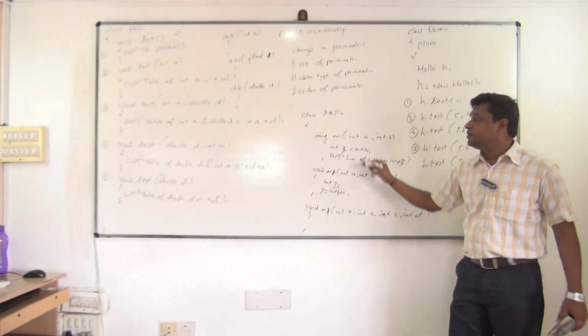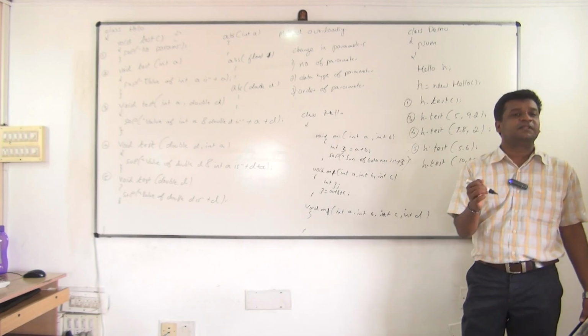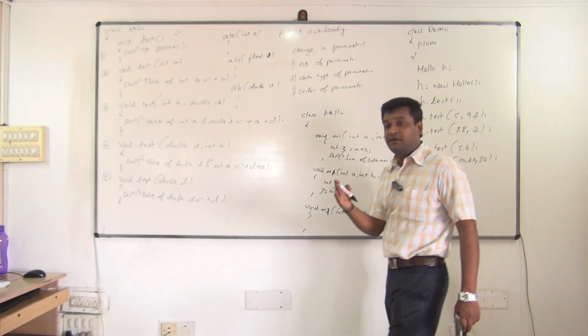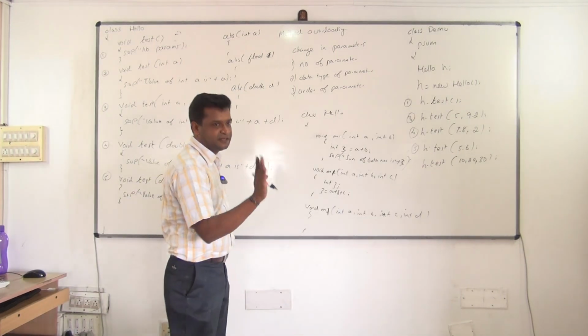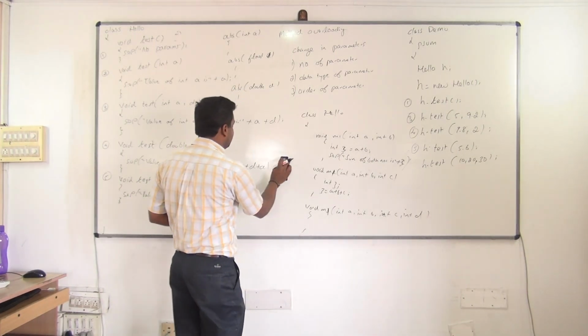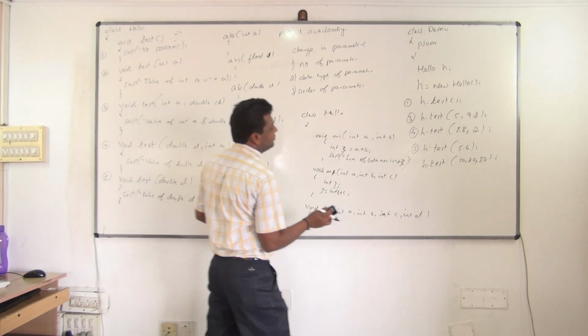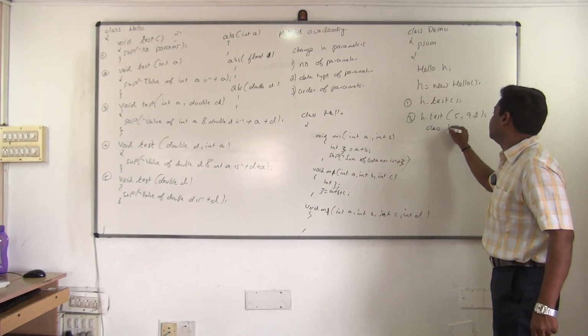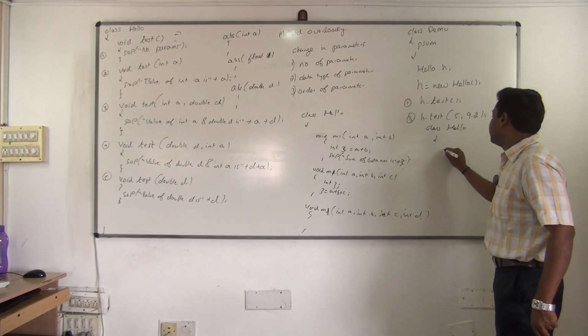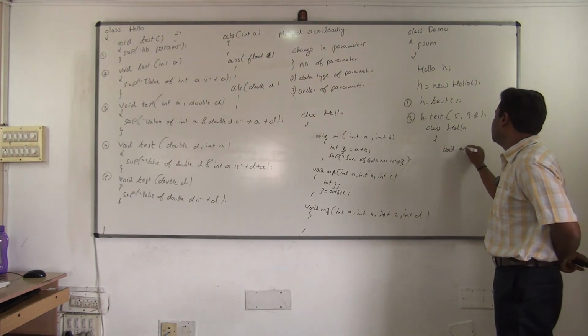But never do this when the functionality is different. Like one method is adding, one method is dividing, one method is multiplying. That is dangerous, because then it becomes full confusion. See this. Class hello. So an add method is there. Fine, it will add 2 numbers.